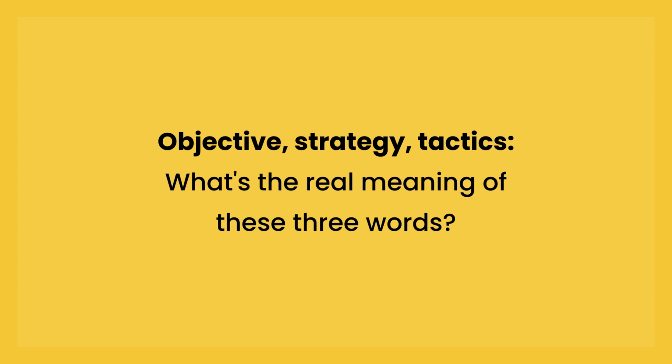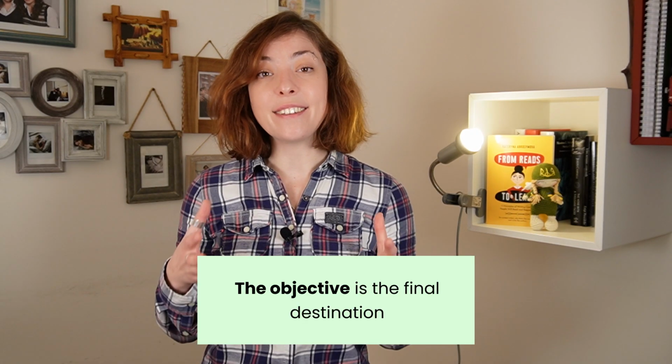Objective, strategy, tactics. What's the real meaning of these three words? The objective is the final destination or a desired outcome of a specific marketing plan or campaign. It's what you are trying to achieve with your marketing efforts. Remember that your objective should always be specific and measurable, not vague like wanting to increase sales. If you want to increase sales, be sure to specify how much you want to increase them by, over what time period, for what products, and targeting what audience.